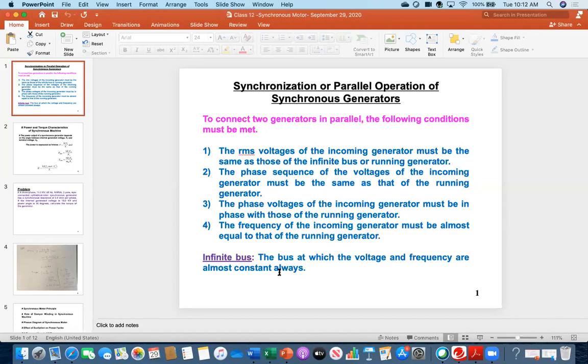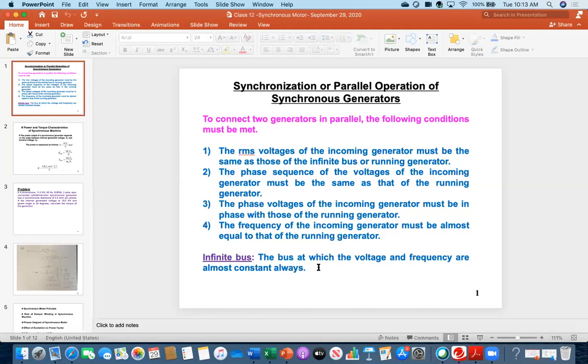Okay, now here you see, I wrote down a term called infinite bus. In the first point I wrote, it must be the same as those of the infinite bus or running generator. Running means the existing generator, the existing system, that I am calling the infinite bus. As you can see from the name, infinite means unlimited.